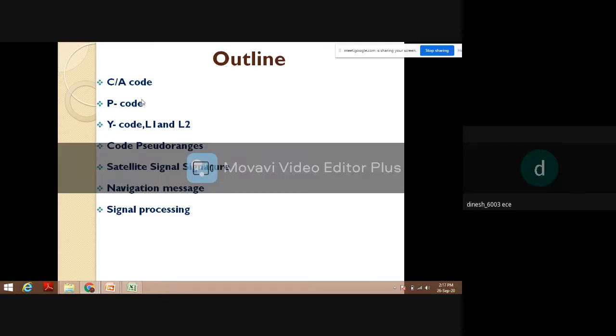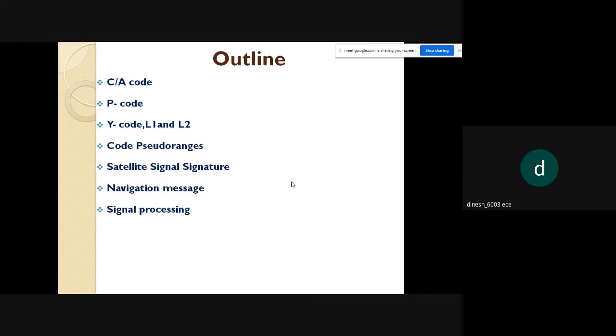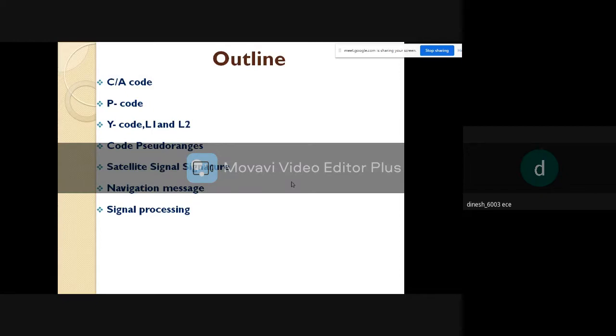After the L1, L2 bands, we'll be seeing about code pseudoranges, then satellite signal structure, the message system used in navigation, and signal processing techniques and its different types.